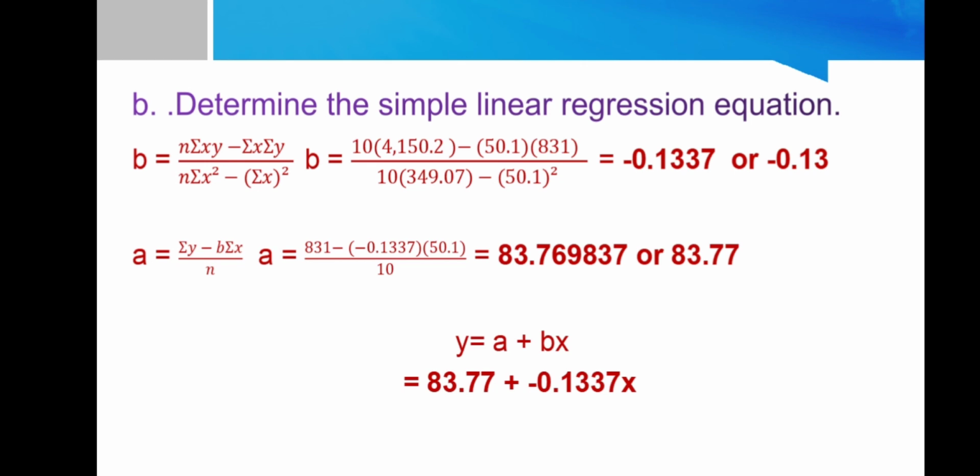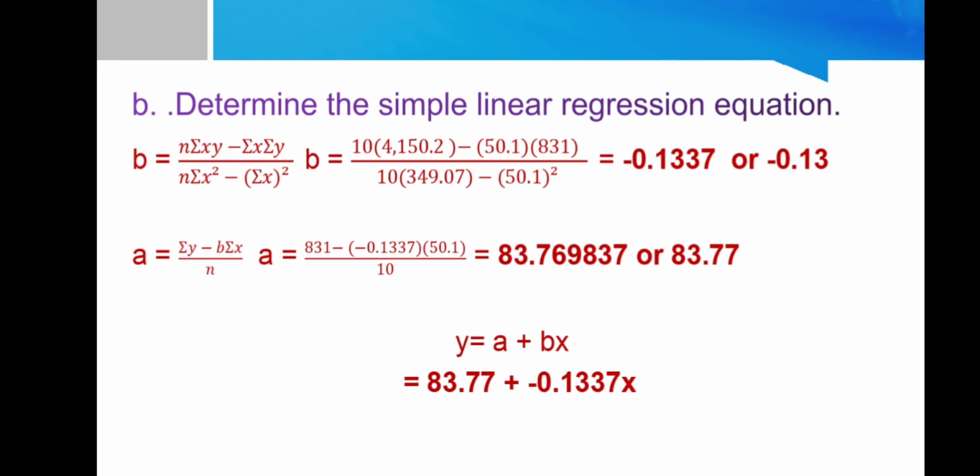Determine the simple linear regression equation. The formula is b equals n summation of xy minus summation of x summation of y over n summation of x squared minus summation x raised to 2. Substitute the formula. B equals 10 multiplied by 4,150.2 minus 50.1 times 831 over 10 multiplied by 349.07 minus 50.1 raised to 2 equals negative 0.1337 or negative 0.13. A equals summation of y minus b summation of x over n.